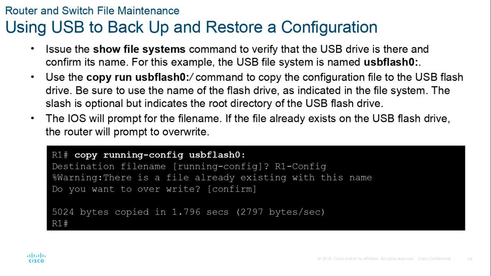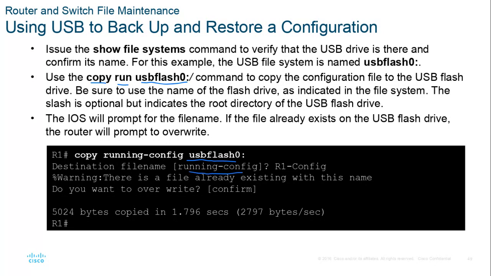If I wanted to back up my running configuration to a flash drive, I would plug the flash drive in and type show file systems to make sure it's there. In this case, our file system has been named usbflash0:. Then we'd use the copy command, copy run, which is shorthand for running-config, to usbflash0:. That will copy the entire running configuration out of RAM and back it up as a text file to the USB flash drive. It will prompt you for the name.